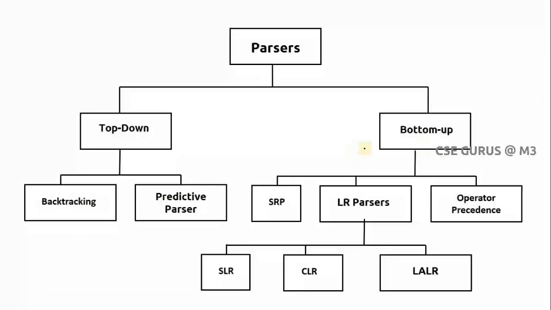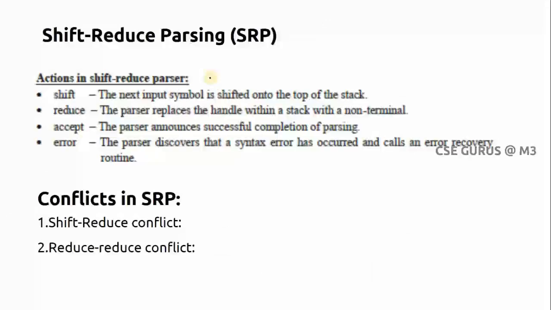Now we'll see one of the bottom-up parsing techniques, that is the shift reduce parser first. So what is this shift reduce parser? Here we have 4 actions to be performed. One is shift, another reduce, and another accept. The last one is error. Shift means whenever you want to take an input symbol, it will be shifted onto the top of the stack. I'll explain it with an example.